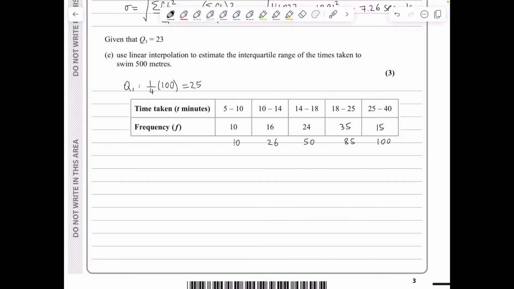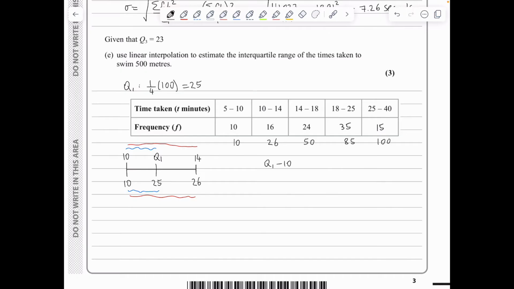So what we can do is simply draw a diagram here to help us set up the interpolation process. We're trying to interpolate between 10 and 14, and what we're trying to find is Q1. We know that the last observation not to be included is the 10th one, whereas the last one to be included here is the 26th observation, and we're trying to interpolate for the 25th observation. So what I'll be doing is that Q1 minus 10 over 25 minus 10 is equal to 14 minus 10 over 26 minus 10. So let's write this down.